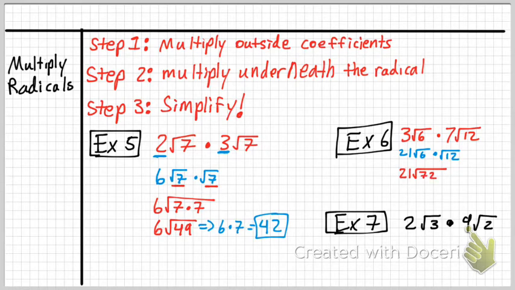Alright, and then we're going to simplify what's underneath here. So the square root of 72 is going to simplify into 21 times 6 square roots of 2. And so then we just need to simplify from here, and you're going to get that 126 times the square root of 2 will be our answer here.